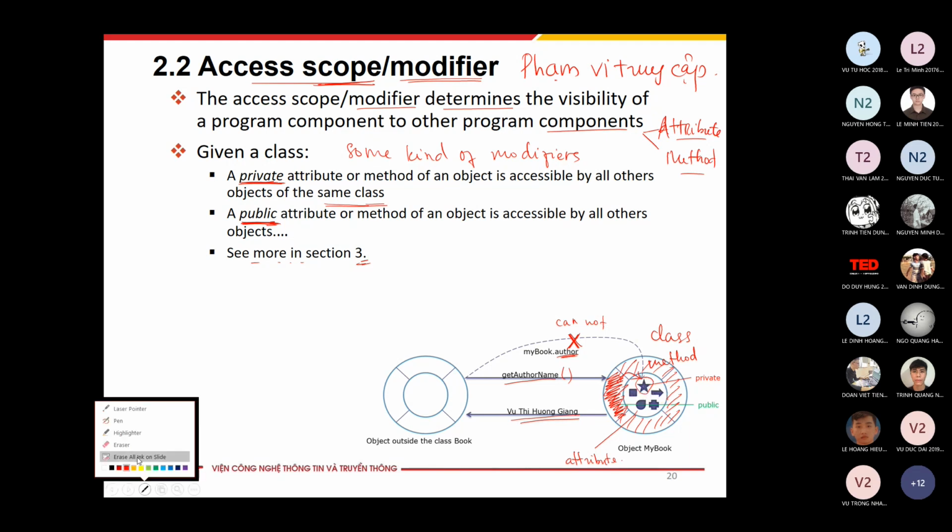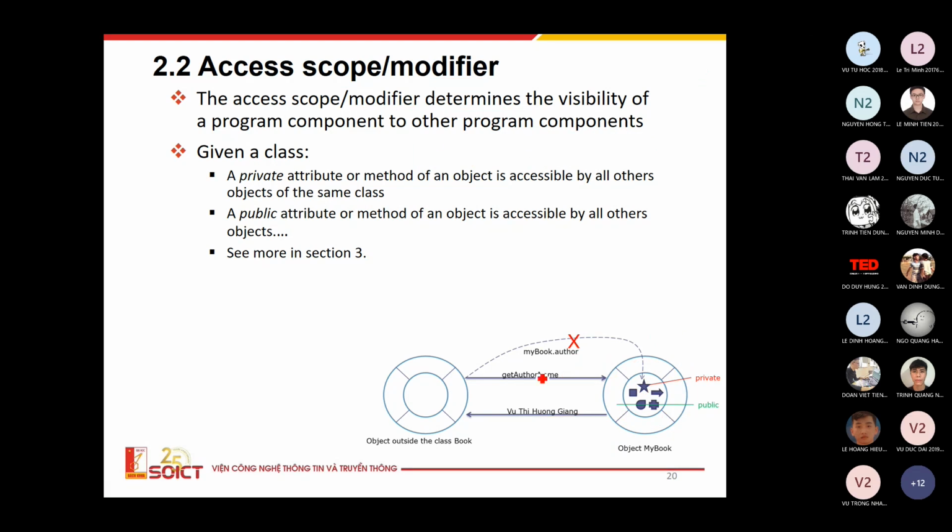Because this is in the same class, okay? So accessing the private attribute directly cannot happen. So you can use a public method to access this object, and this public method will help you to access the private property. Okay, maybe in the next slide you will see it clearly. Yeah.